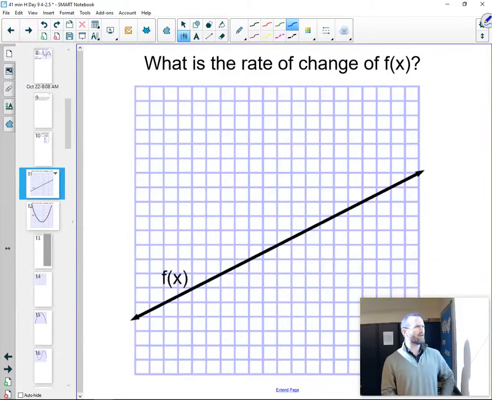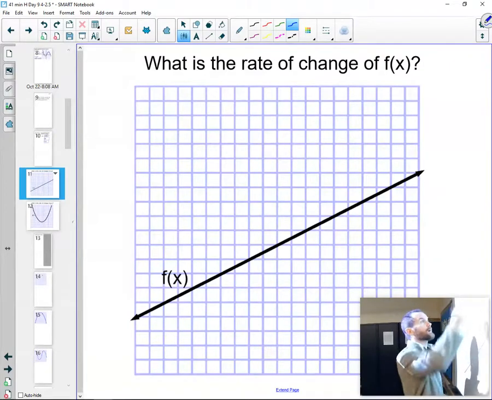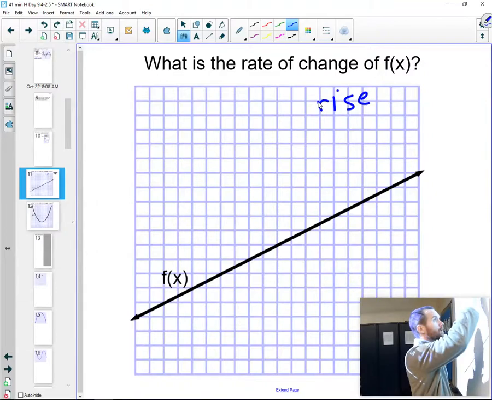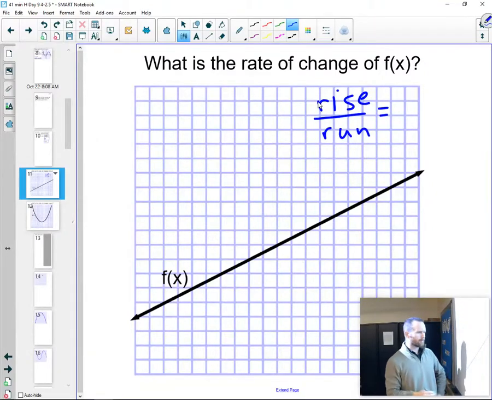So what is the rate of change of f of x? All right, we've got a line, so finding rate of change, that's just slope. We can use rise over run. To do this, we just need to pick a couple points. Let's see, this point looks good. That's right in the crosshairs, right on a whole number, x and y coordinate. And let's see, this one's pretty close to it, and it's also a good point.